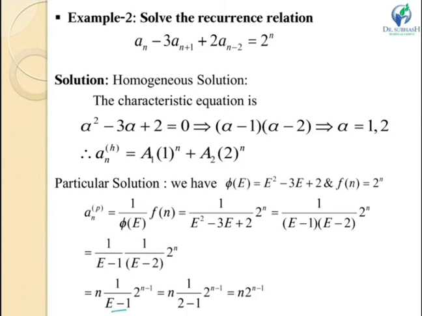Now I will put here the value of E. See, once again I am repeating. When I put E equal to 2 in this term, E square minus 3E plus 2, the denominator portion will become 0. So I have to split this like E minus 1 into E minus 2. Now first I will consider the term for which the denominator is getting 0. Here for E equal to 2, that is for E minus 2, the term will become 0.